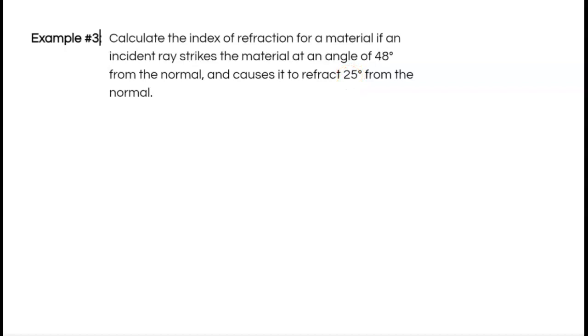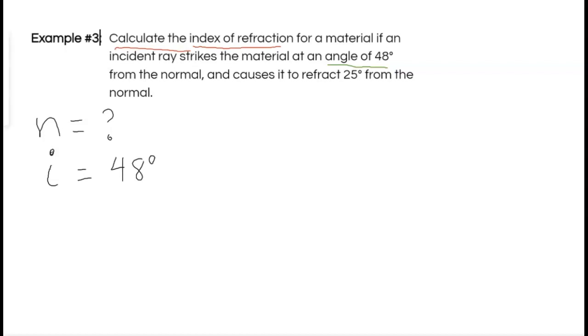Okay, so let's start like we always should by writing out some givens. It says calculate the index of refraction, so that is telling me that my unknown is n. And that's what I'm trying to find out. But I know that my incident ray is striking the material at an angle of 48 degrees. So that tells me that I, in this case, is 48 degrees.